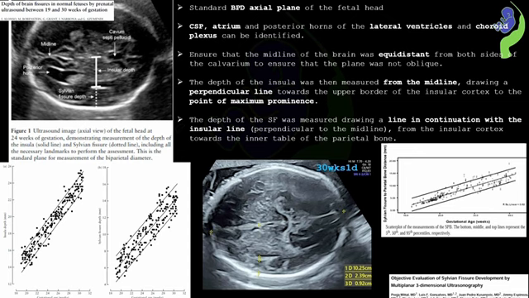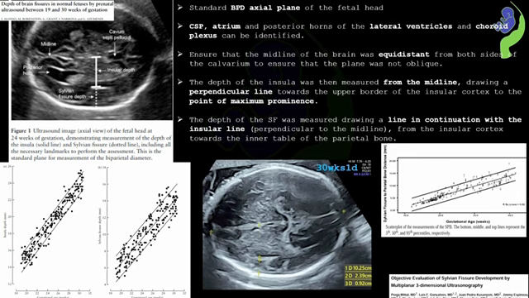Now let's see the first step in measuring the insular depth. From the midline, we draw a perpendicular line towards the upper border of the insular cortex, ending at the point of maximum prominence of the insula. This can be seen as the solid line in the figure. Now what we have measured is the insular depth, and the line is called the insular line.